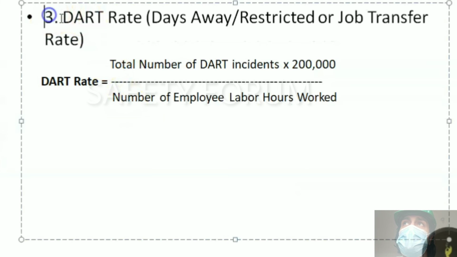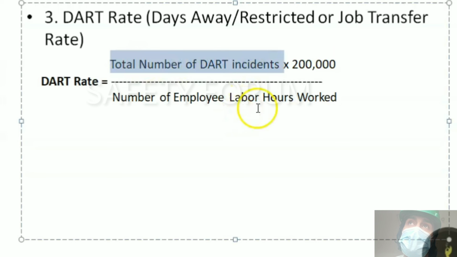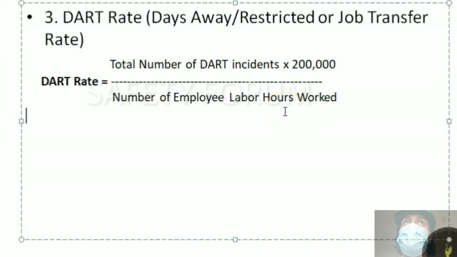And lastly, the DART rate, which is days away restricted job transfer rate, which is calculated by the total number of DART incidents reported, multiplied by 200,000 divided by the total number of employee labor hours. So this is how you calculate the different rates.